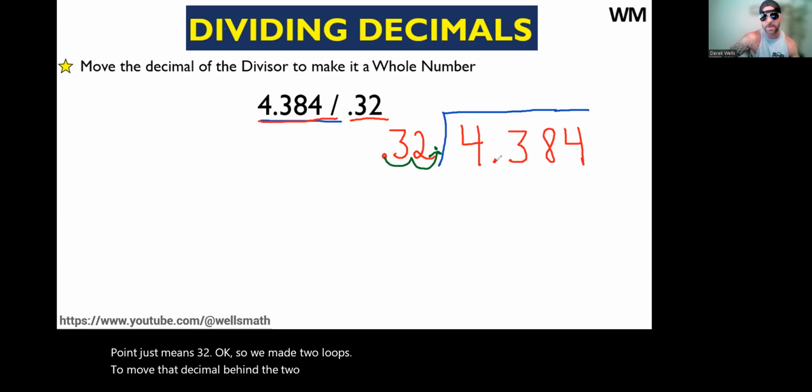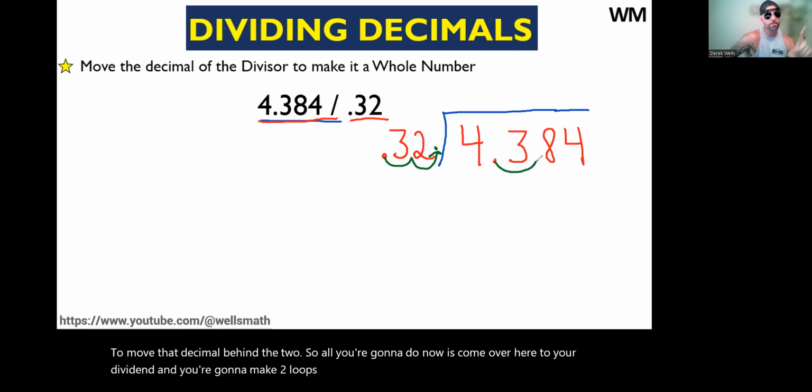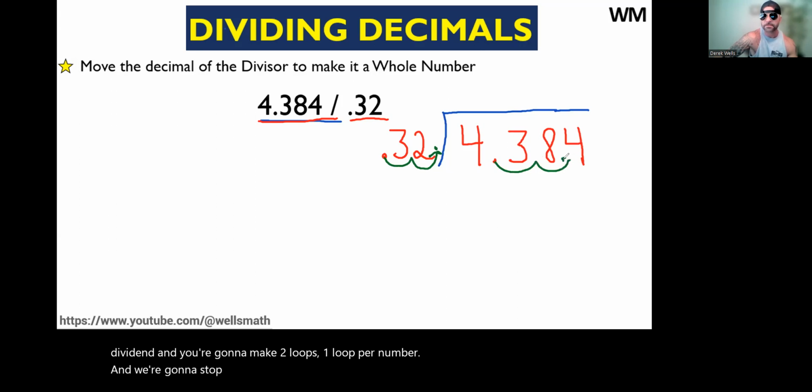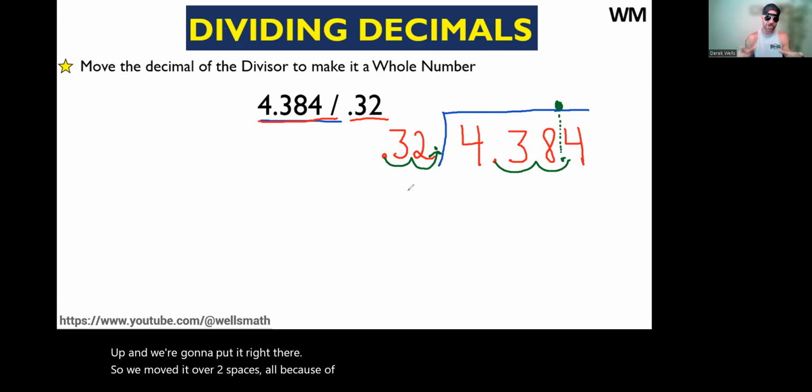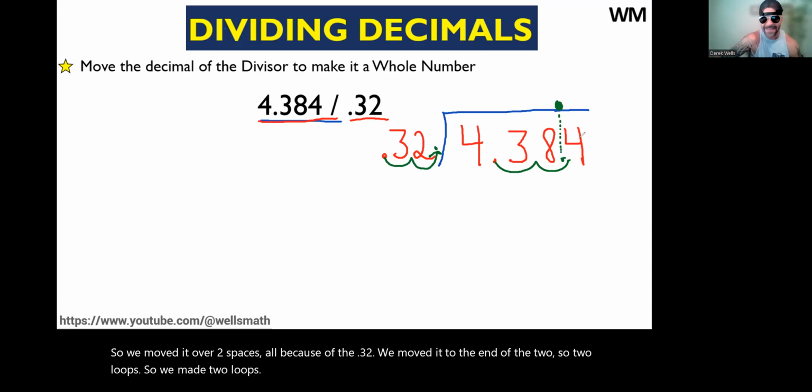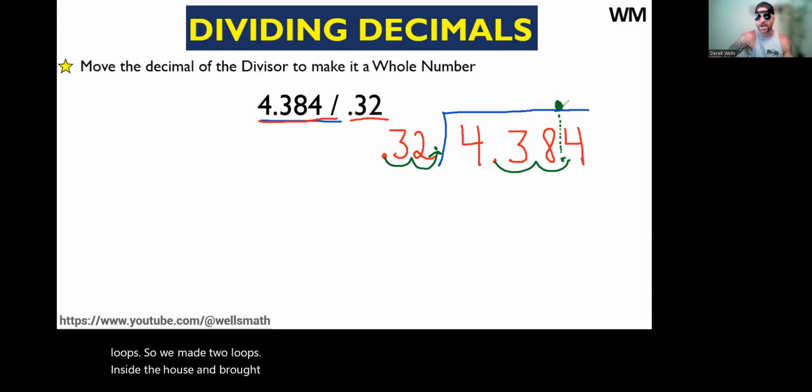So all you're going to do now is come over here to your dividend, and you're going to make two loops, one loop per number, and we're going to stop right there. From there, your decimal is just going to go straight up. We're going to put it right there. Okay, so we moved it over two spaces, all because of the 0.32. We moved it to the end of the two, so two loops. So we made two loops inside the house and brought our decimal straight up.